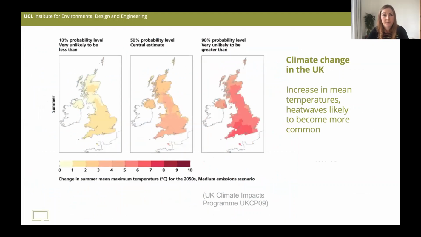So I'll just introduce some similar work that we did specifically for the UK. And we wanted to look at how temperatures are going to change in the UK and how this will affect heat and cold mortality. And we used the UK Climate Impacts Programme projections. And these are a set of climate change projections which are tailored specifically for the UK, and they are delivered by the UK Met Office.